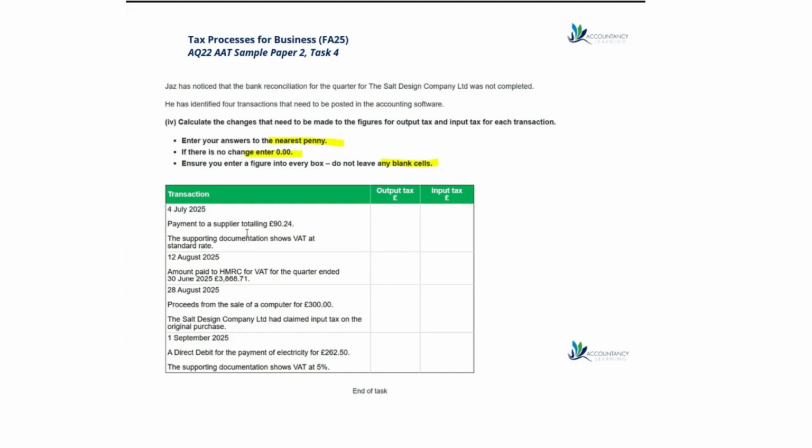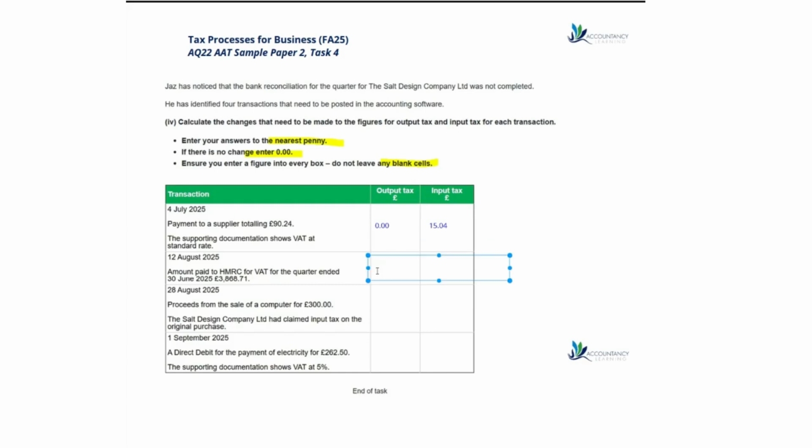A payment to a supplier totaling £90.24, and the documentation shows VAT at the standard rate. So this is a payment to a supplier. It's not going to affect output tax because a supplier means it's going to be an input tax. So we'll put 0.00 in the output tax one. But the input tax, we've paid £90.24. That is our gross amount, and we've got VAT at the standard rate. Whatever your preferred method is, divide by 120 times by 20, or divide by 1.2 and times by 0.2, you can get the input tax of £15.04.